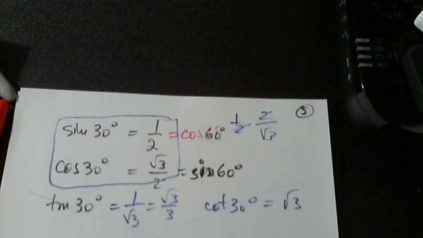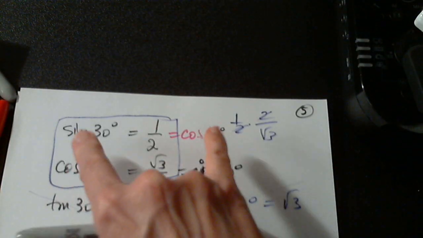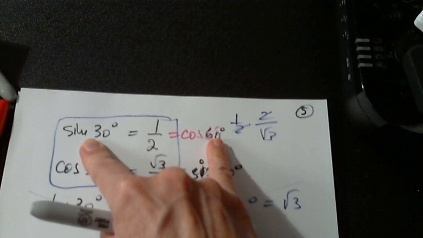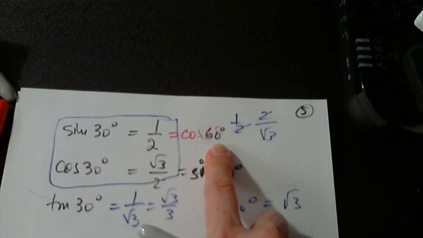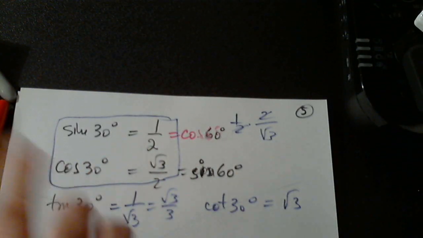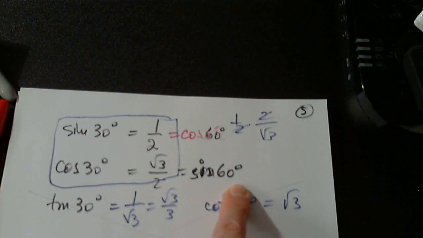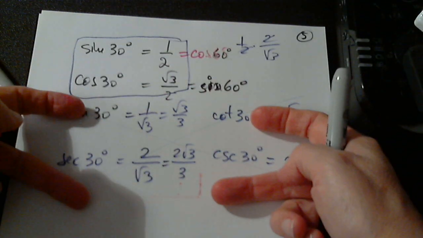Of course, because they are co-function identities. Because 30 plus 60 add up to 90. So sine 30 is cosine 90 minus 30, which is 60. Cosine 30 is sine of 90 minus 30, which is 60. So all these are reversed.